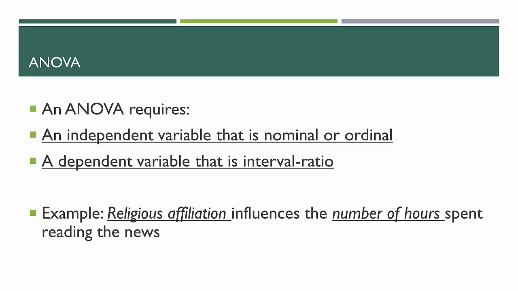The dependent variable, the outcome variable, has to be interval ratio because only interval ratio variables have a mean. Within any ANOVA, this is the requirement. The example we're going to look at today is religious affiliation and whether or not it influences the number of hours spent reading the news.